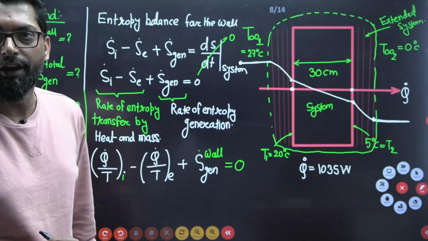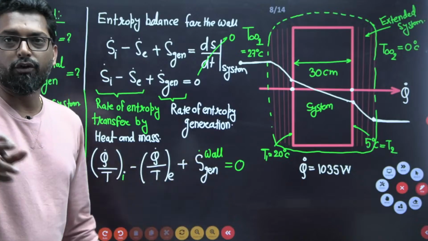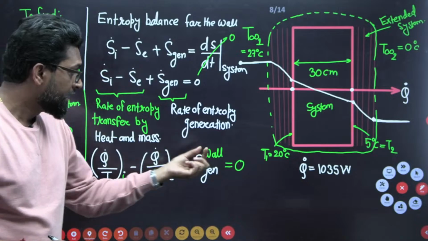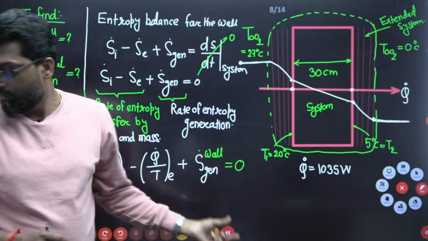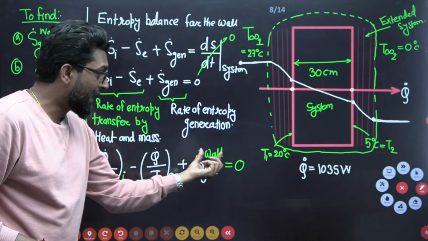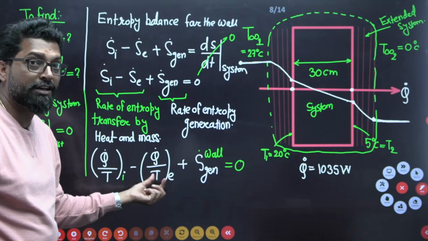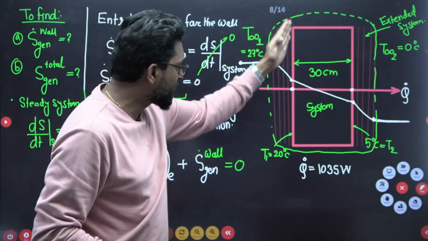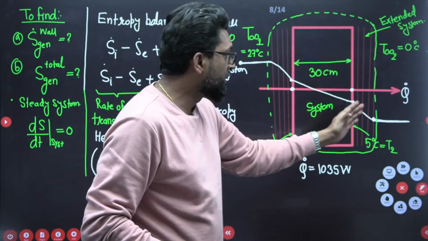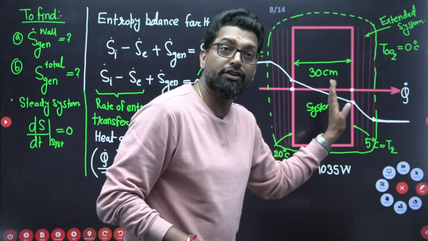If you find the entropy generation of the wall, we have to take the temperature of the wall. Yes, 0. Very good Vivek, very good beta. So this is very important. If we take the wall as a system, in that condition the temperature is the system boundary temperature. And what is the system boundary temperature? It is 20 degrees centigrade at which the heat will cross, and 5 degrees centigrade at which the heat will exit. So this is the system boundary temperature.